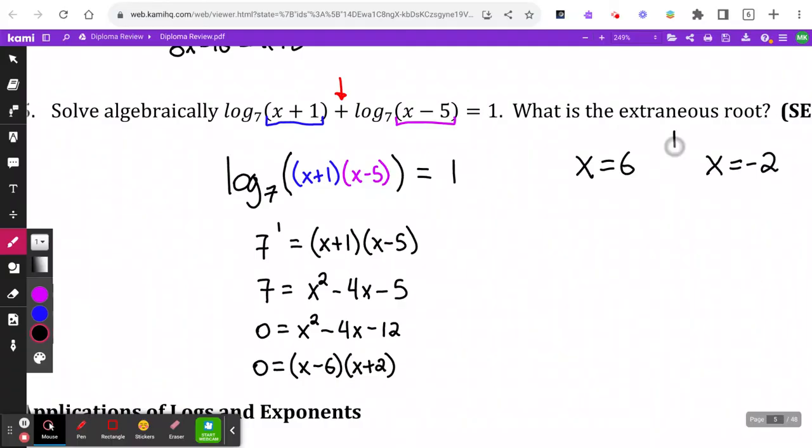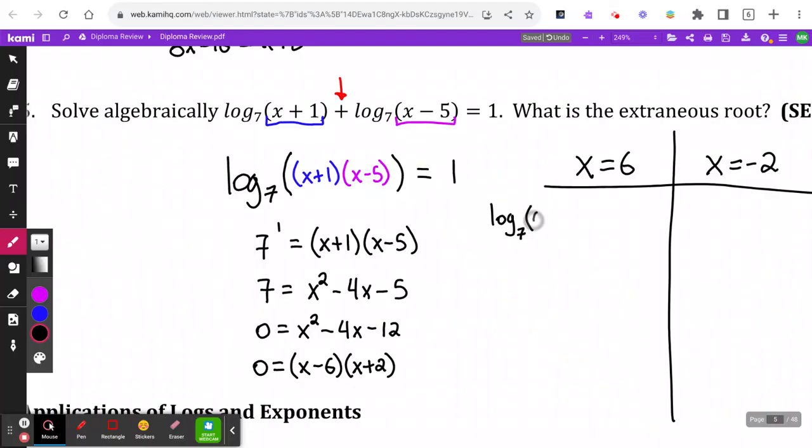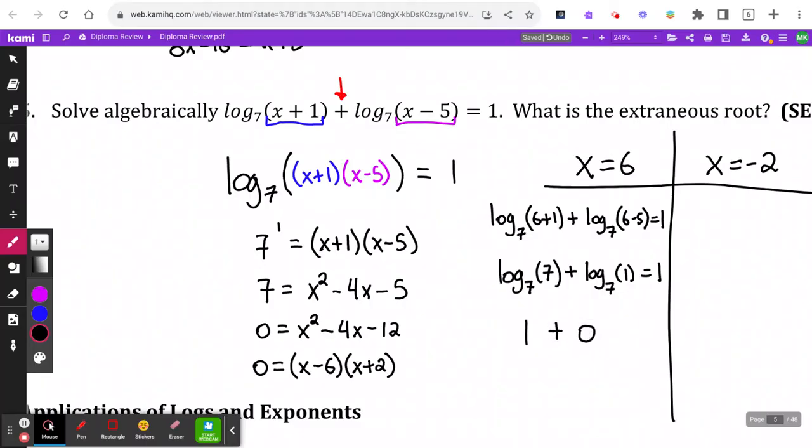When you verify them, that means you go to the equation and you change x to actually be 6. So this would become log 7, 6 plus 1 plus log 7, 6 minus 5 equals 1. That's log 7 of 7 plus log 7 of 1 equals 1. If you have the same base and same argument, that is 1. If your argument is 1, that's 0. So 1 plus 0 equals 1. That works. Left side equals right side. 1 equals 1.